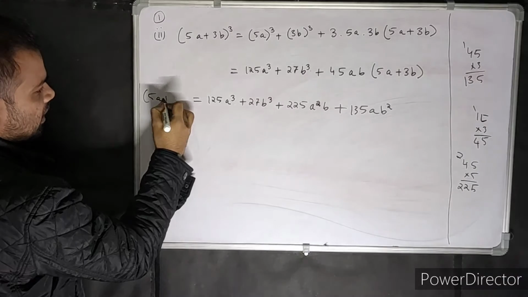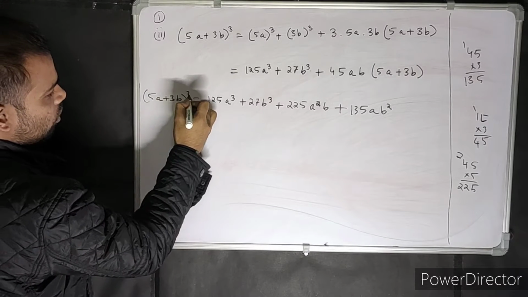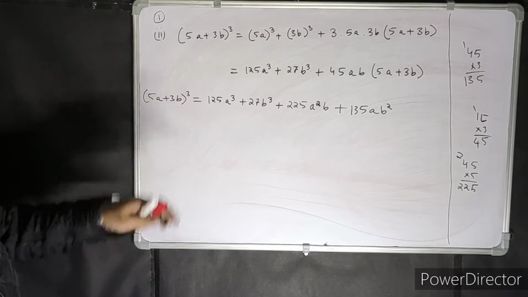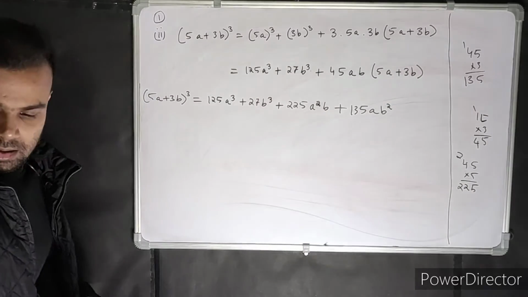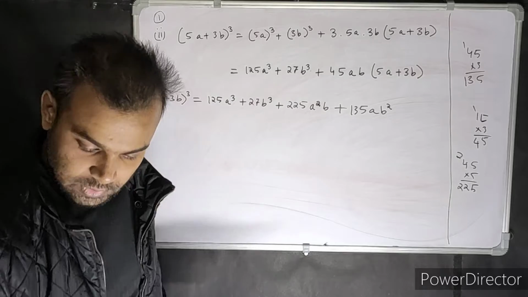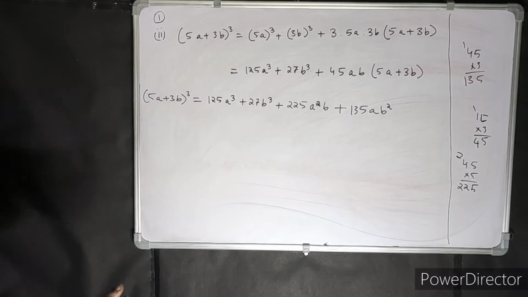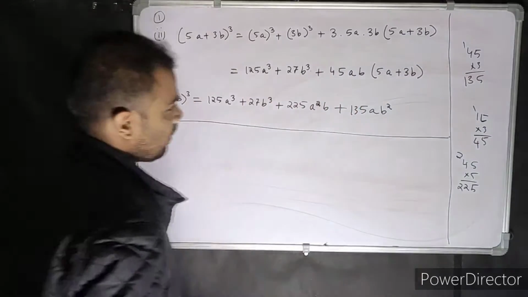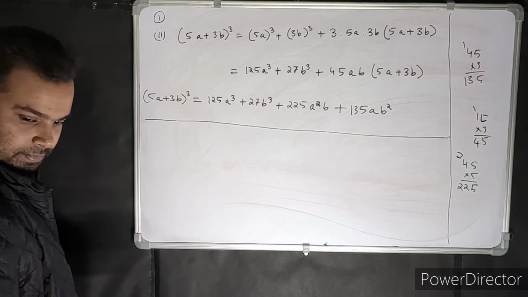Now you can write the left hand side, 5a plus 3b whole cube. Make sure you write it over here at last. You don't have to write it in the middle. Okay, so that's your part 2. Let's go on to part 3, and then I can give part 4 for you guys to do at home. Okay, let's go ahead and do part 3.